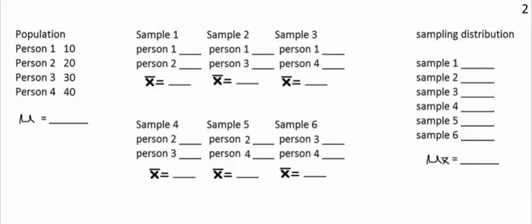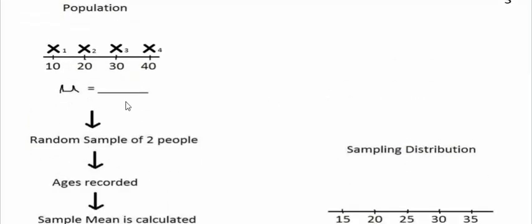So let's go down here. So this is page 3. What you need to do now is fill in your population mean. This is still the same population as before. You've already calculated this.